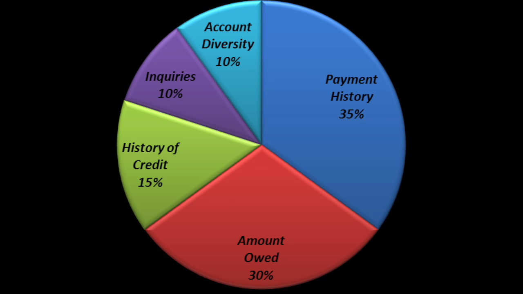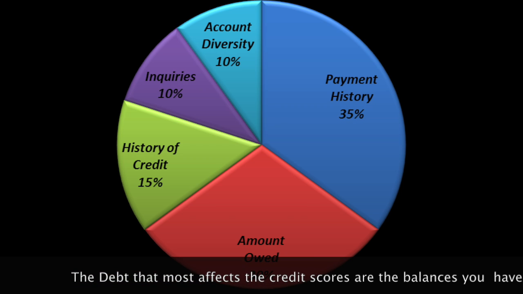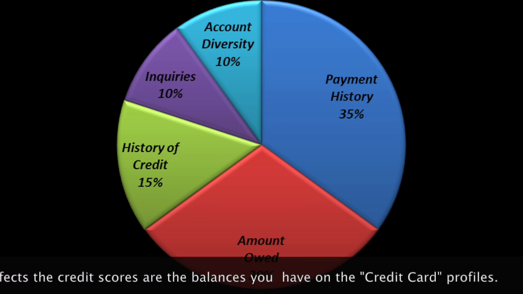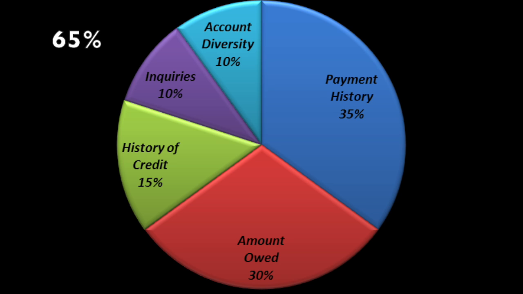Now, all debt amounts that you're owing or that your members are owing are important. However, the debt that most affects the credit scores are the balances that you have on the credit card profiles. Just imagine if we only worked these 2 areas alone. We would essentially be affecting 65% of what affects the credit scores just with these 2 areas. That's huge.